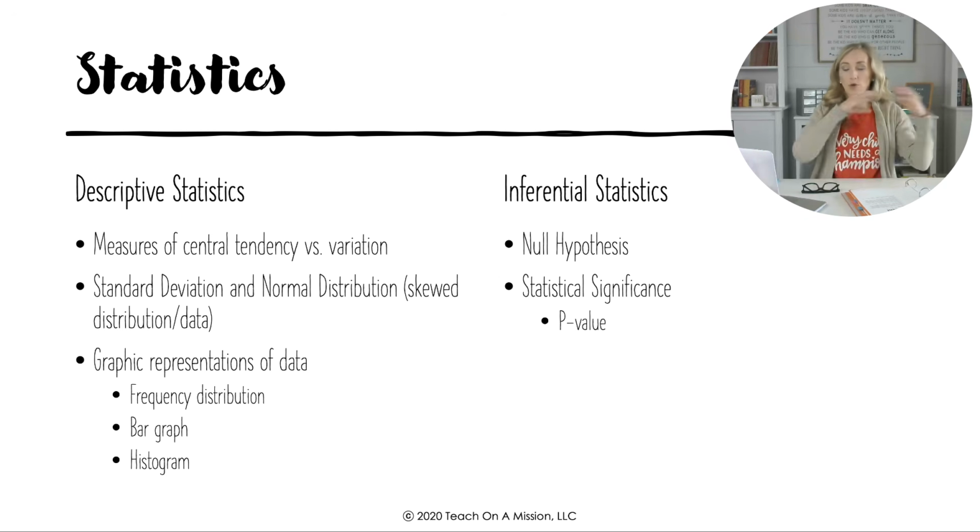So knowing the difference between descriptive and inferential statistics. Descriptive stats simply describe the data. So measures of central tendency, mean, median, and mode, and variation with range and standard deviation. So standard deviation being the average distance from the mean, okay, on a distribution of scores, which is hopefully normal.